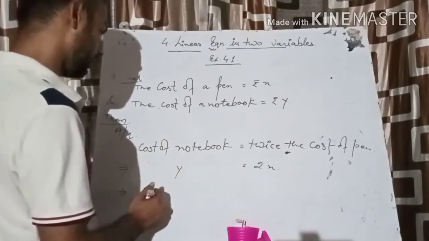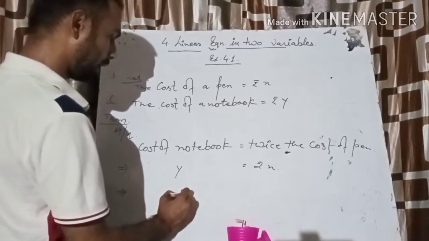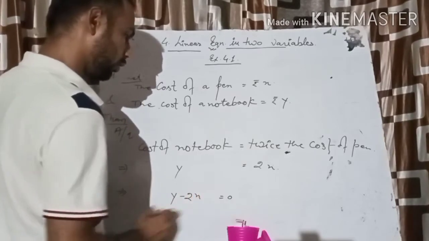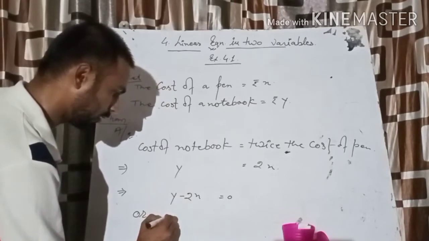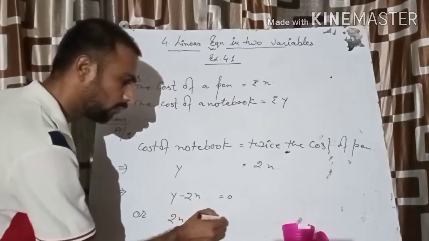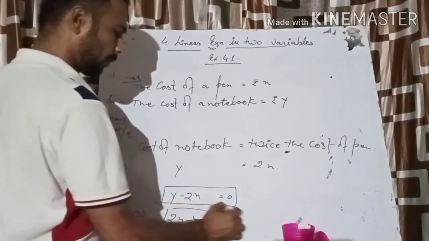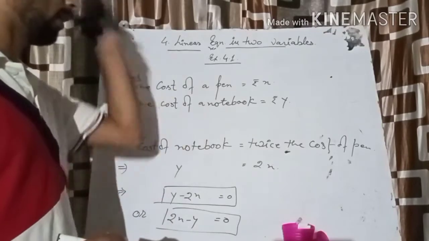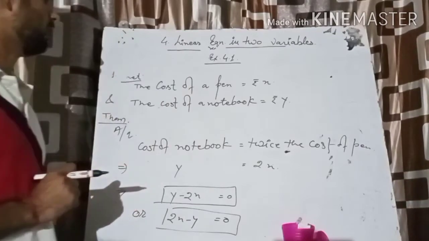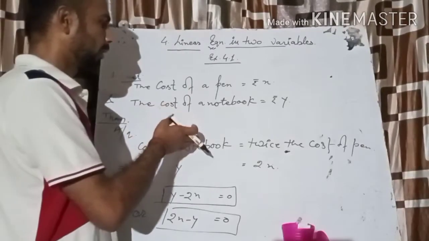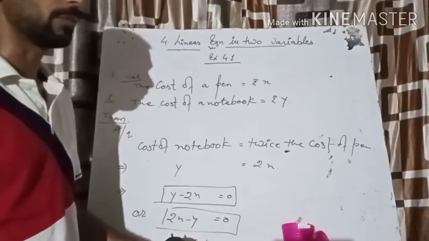Now we can change it into the linear equation form. We can write y minus 2x equal to 0, or sometimes you can write like this also, 2x minus y equal to 0. Both are correct. So you have to arrange the question in this format if the situation is given like this. Now come to the next question, question number 2.